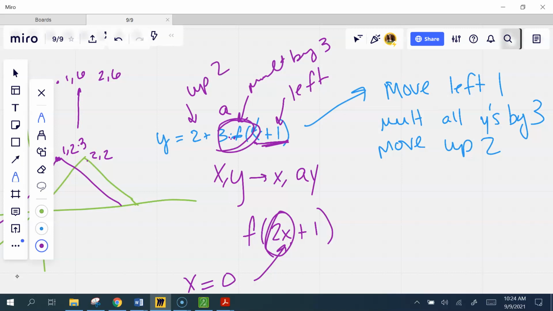Yes, always. Does that make more sense? Yes, yes. Let your vertical shift be the last thing there. Do it last. Do it last.